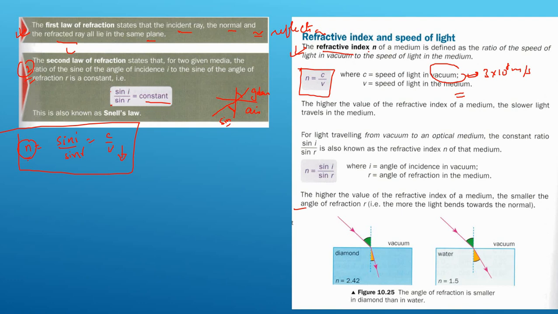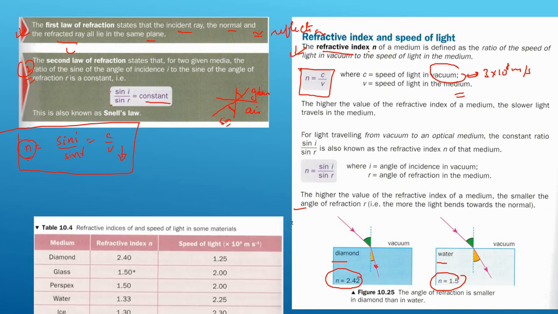Why? Because it is the denominator. As you can see in the diamond and the water, the diamond has a higher refractive index than the water, so light speed slows down, which means it is bent towards the normal. Now let's see a chart of it.